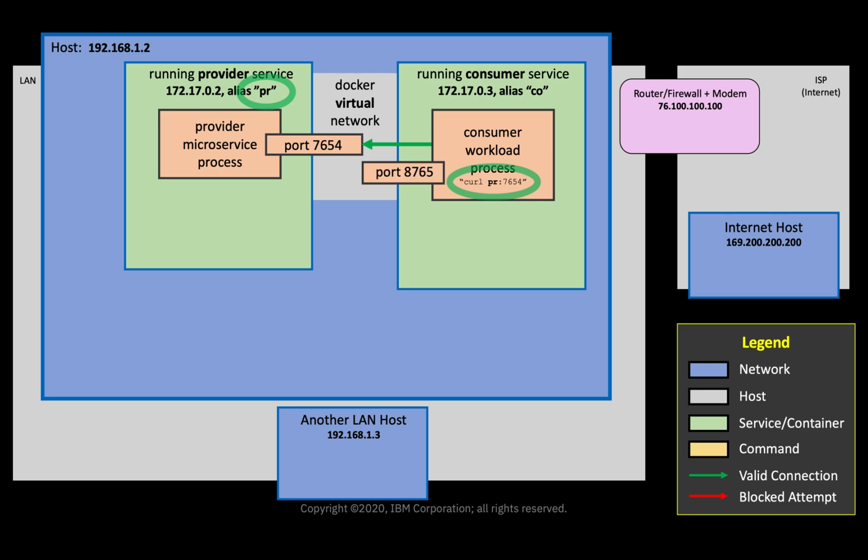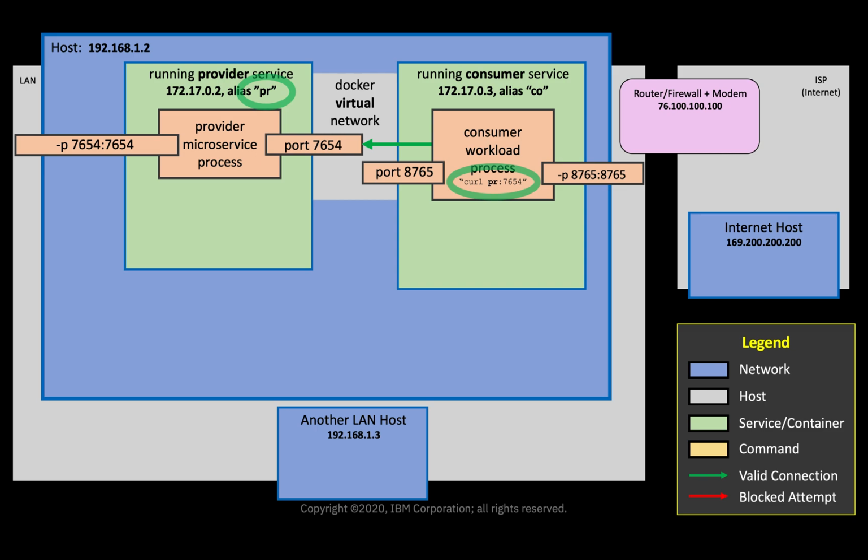So note that it's possible for the consumer workload process in the consumer service to also listen on a port. Note that the green arrow that sits above that is connecting to port 7654 on the provider service, but it's using an ephemeral port number on the running consumer service. But the consuming service could also be listening on a port, and then it's possible that other machines could talk to that port.